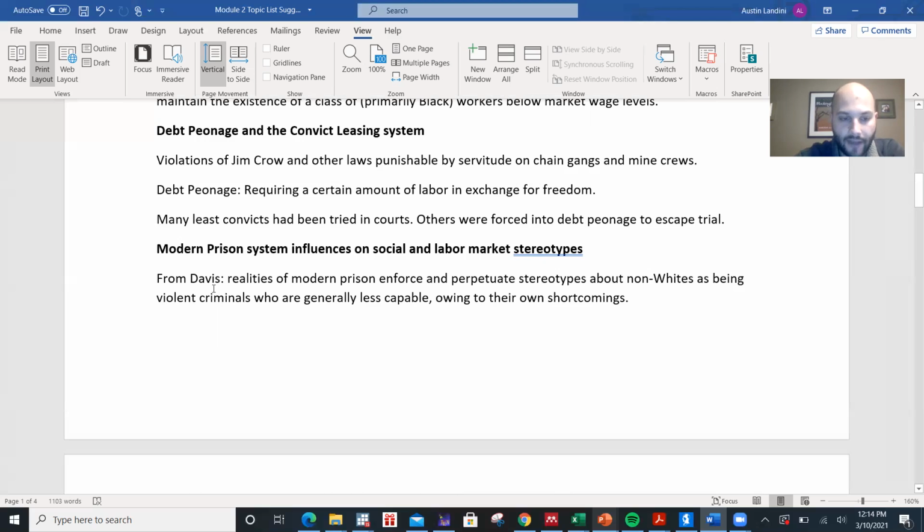So there's one aspect, and then Davis also notes the influence on social and labor market stereotypes, so prisons and the results of the prison system enforcing and perpetuating stereotypes about non-whites as being violent criminals who are generally less capable owing to their own shortcomings. Right, there's some interesting research being conducted on this, especially in terms of blind resume audit studies in economics, and I described that a little bit in class today, but that's something else that someone who's interested in prisons and prison systems might also be interested in: implicit bias in job opportunities.